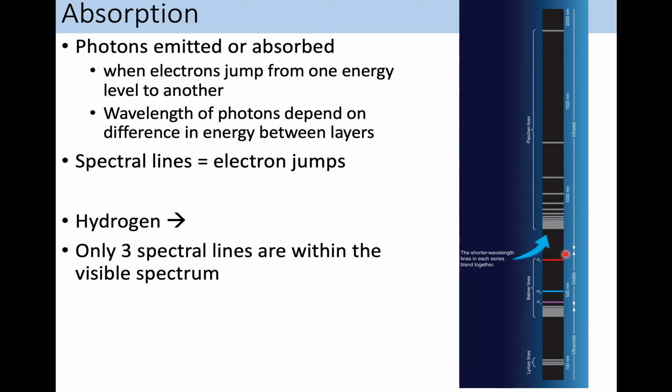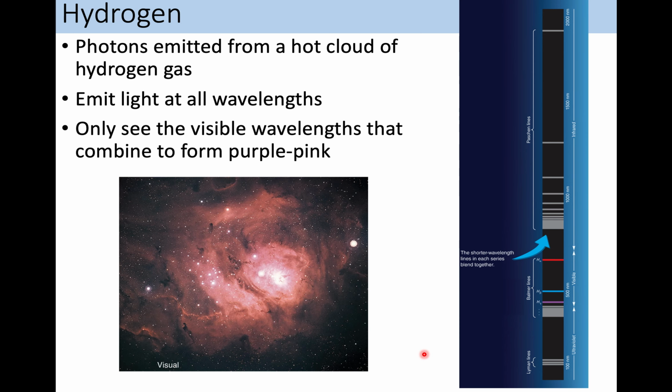So you'll notice that we have a very broad set of wavelengths graphed here. You see here's the infrared, here's the ultraviolet. So visible is only right here. Hydrogen only has 3 spectral lines within the visible spectrum. It has many lines that are not within the visible. They're shorter or longer. So hydrogen only has 3 within the visible spectrum. So if we see photons that are emitted from a very hot cloud of hydrogen gas, the photons are emitting at all wavelengths, but all we are going to see are the visible wavelengths that make it through the hydrogen.